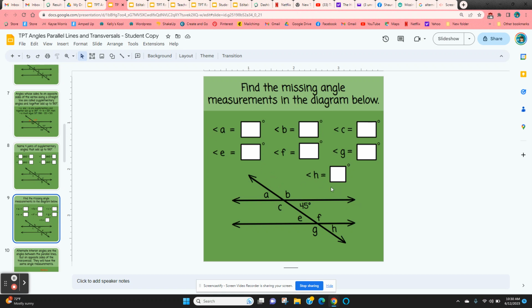And then students are given a diagram where they're given one measurement. And by using this one measurement, they're going to figure out the measurement of all the other angles.